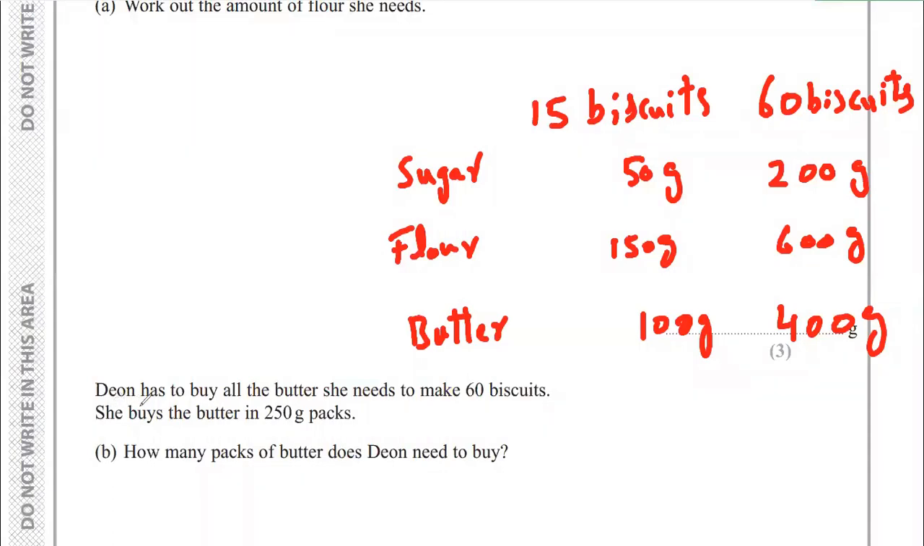Part 2, Dion has to buy all the butter she needs to make 60 biscuits. She buys the butter in 250 grams bags. How many bags of butter does she need? Right, so as she needs 400 grams, so 1 bag won't be enough, so she has to buy 2 bags.